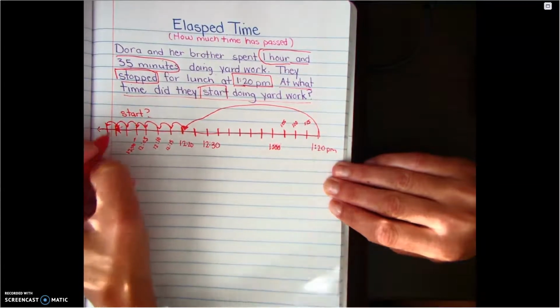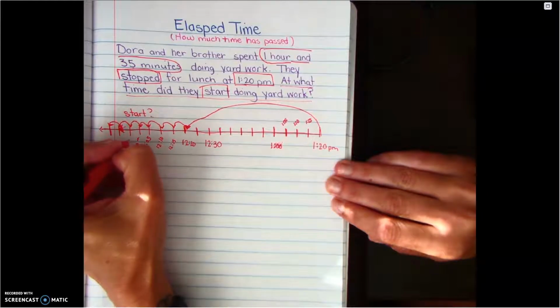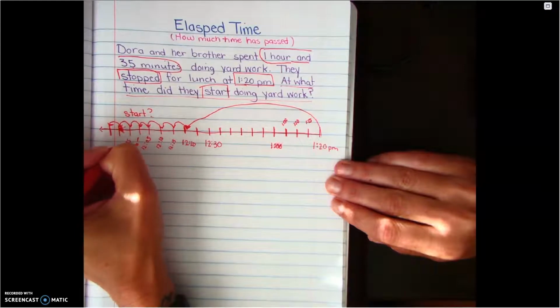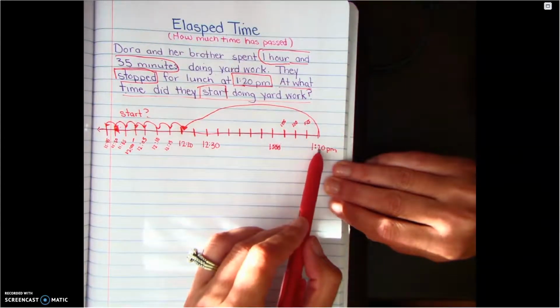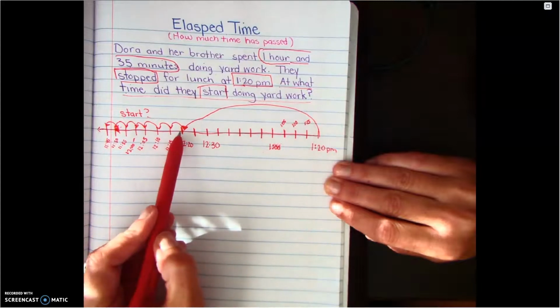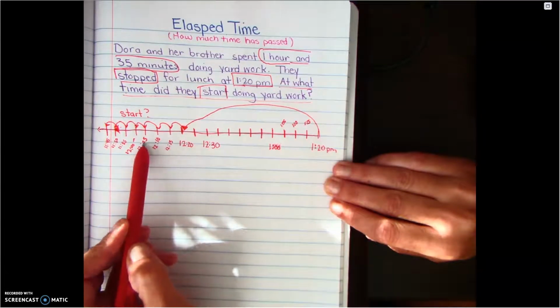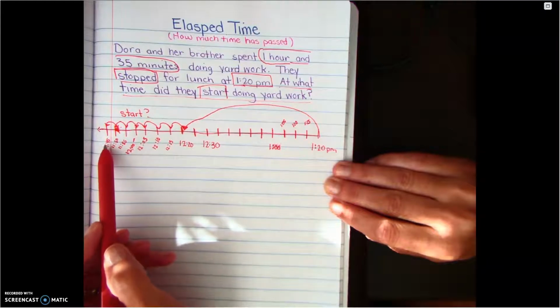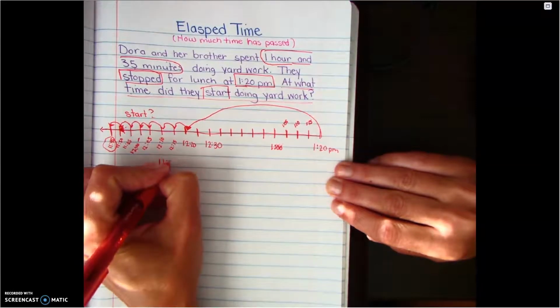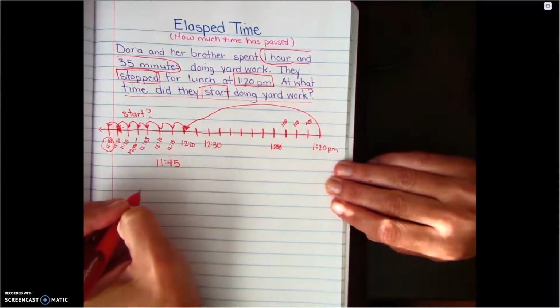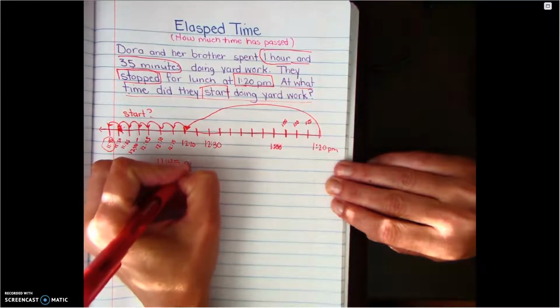We're running out of room. Okay, so after 12, we keep going by 5, so that means it's 11:55, 11:50, and then 11:45. So we went back 1 hour from 1:20 to 12:20, and then we counted back by fives. 15, 10, 5, then it was 12, 55, 50, 45. So that means our start time was 11:45 a.m.